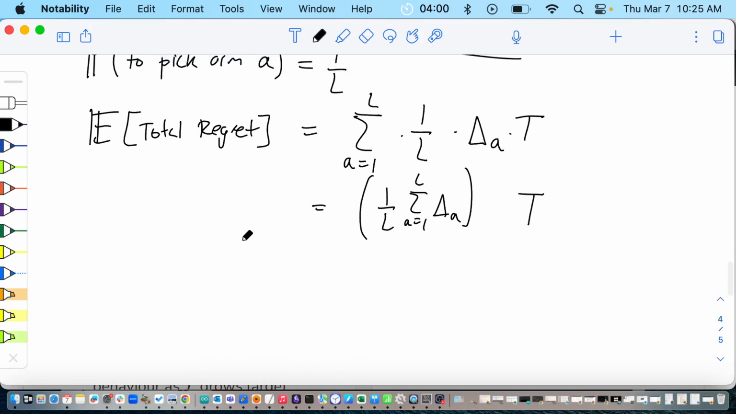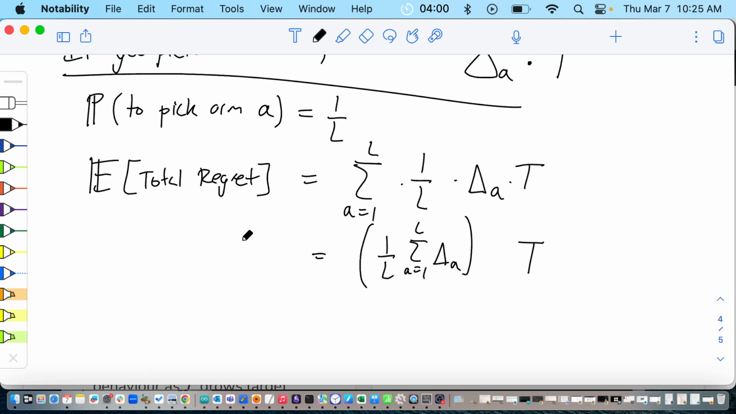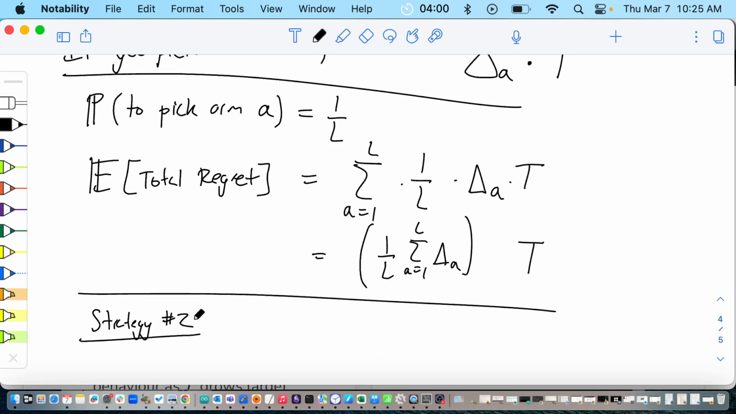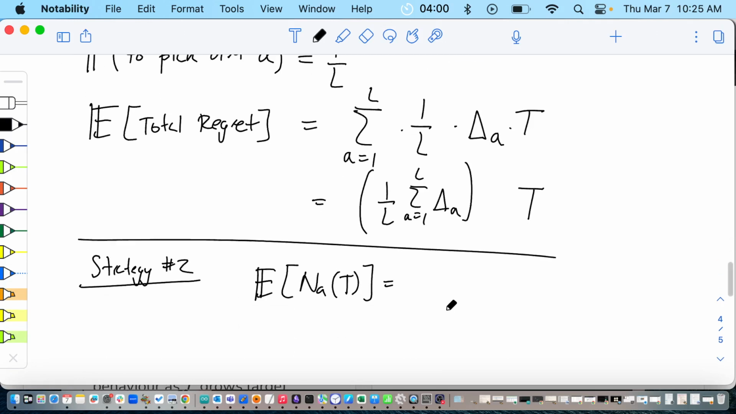Would it just be the same as before? It's exactly the same as before. And the reason is the expected number of times you play each arm is exactly the same as it was before. So in strategy number two, we can compute directly the expected value of the number of times you play some arm A up to time T. Well, you can either play it on the first round or the second round or the third round. So this is the expected value of the sum from t equals 1 to T of the indicator of playing arm A at time t.